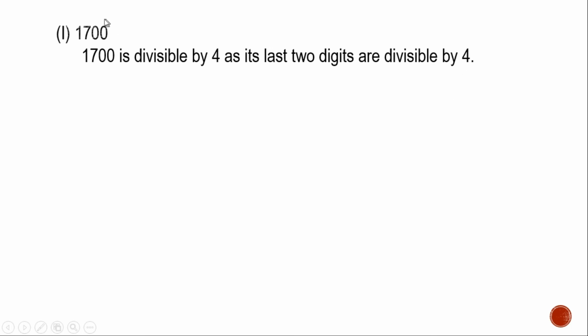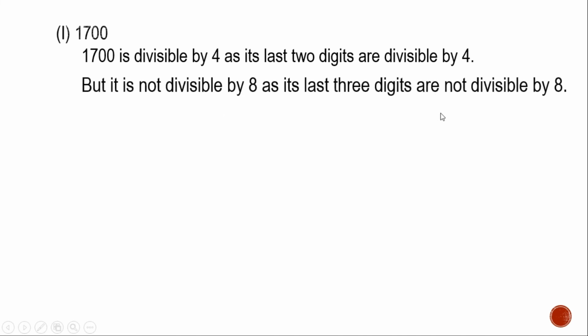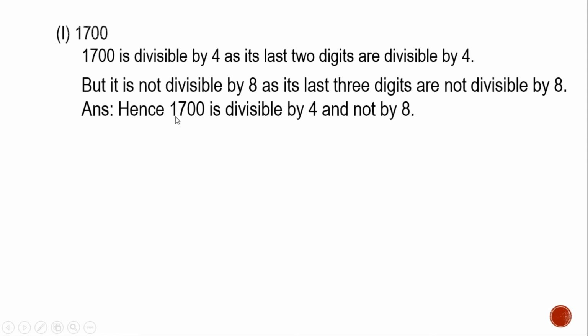How about 8? 700. 700 is not divisible by 8. Okay. So, the answer is 1700 is divisible by 4 and not by 8. Okay. Next, J sum.